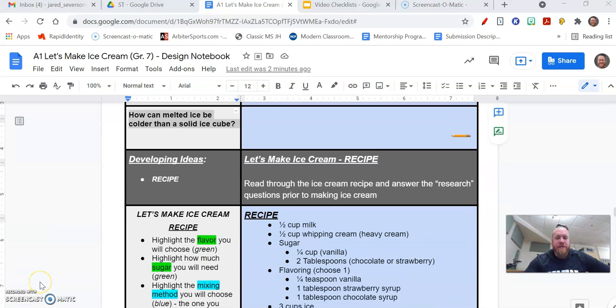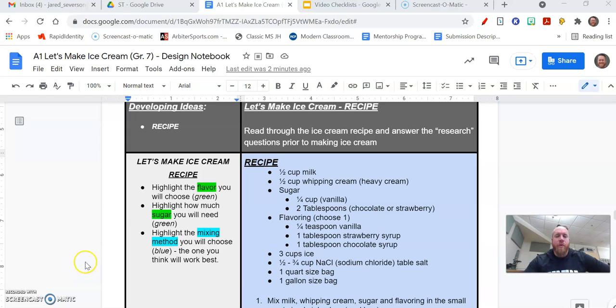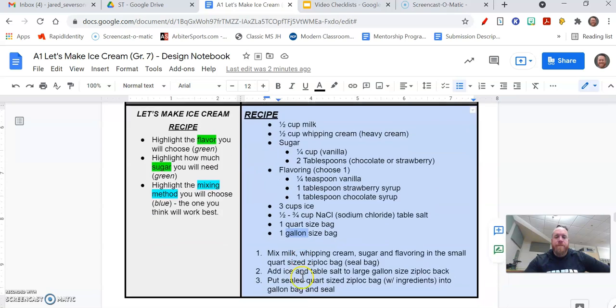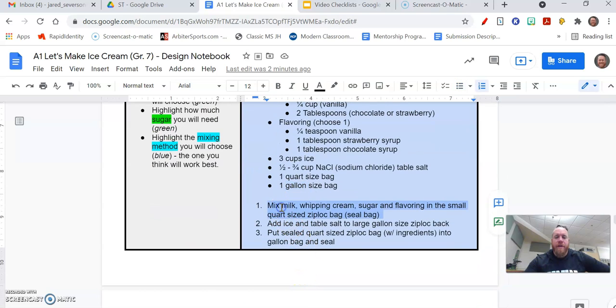Now that you have those things done, we're going to look at the recipe that we're going to use to make ice cream. So here's what we're going to need: a half cup of milk, half cup of whipping cream, sugar, a flavoring, 3 cups of ice, some table salt, and then a couple Ziploc bags, both a quart size and a gallon size Ziploc bag. Okay? We are going to, number 1, mix milk, whipping cream, sugar, and flavoring in a small quart-size Ziploc bag. Your teacher will talk about how to do that with you in class.